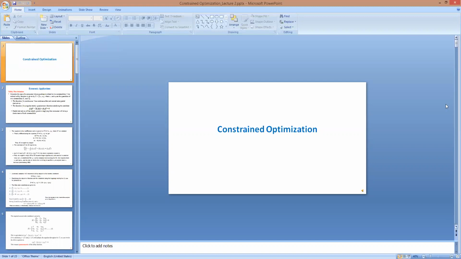Okay. And then we are starting the constant optimization. Did you get time to check all these things or solve several exercises?